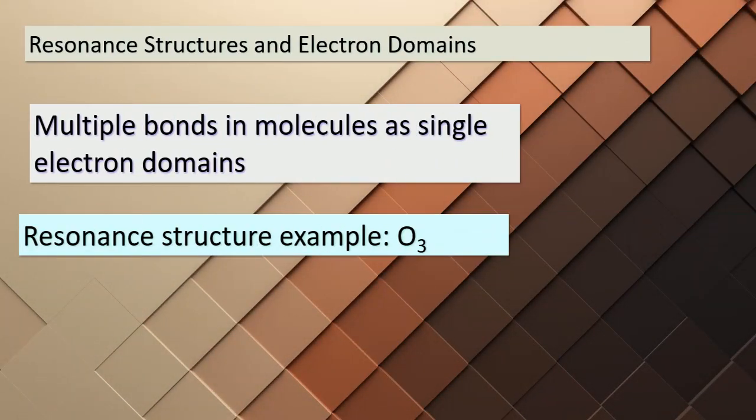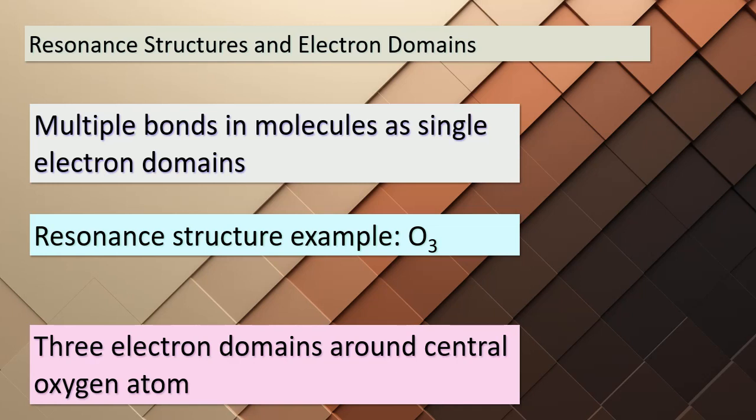Hello, dear students. In our quest to unravel the mysteries of chemistry, we've now arrived at the intriguing concept of resonance structures and electron domains. Don't be alarmed by the terminology, we'll break it down step by step. Imagine molecules with multiple bonds. Each of these bonds is actually considered a single electron domain.